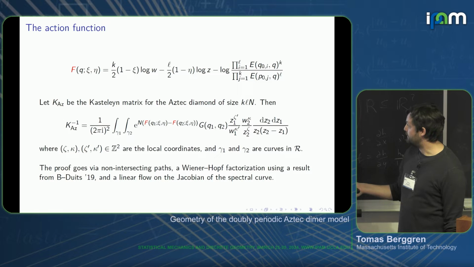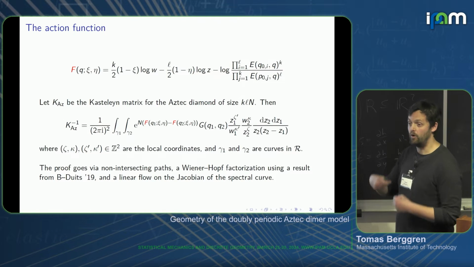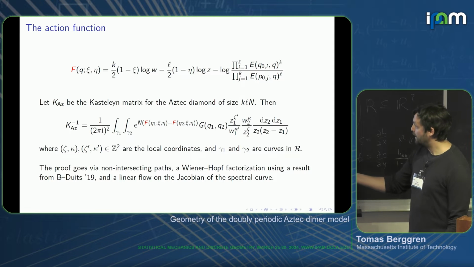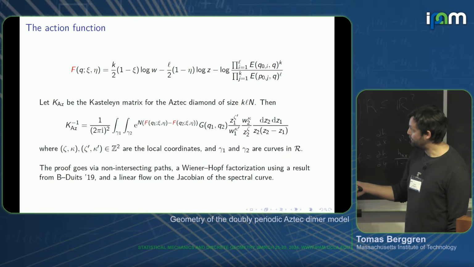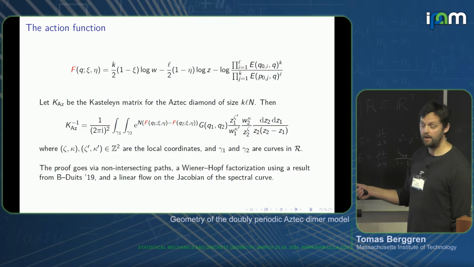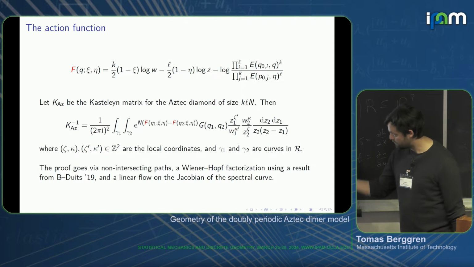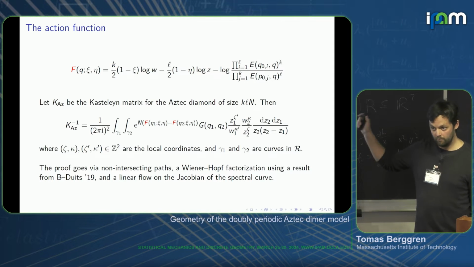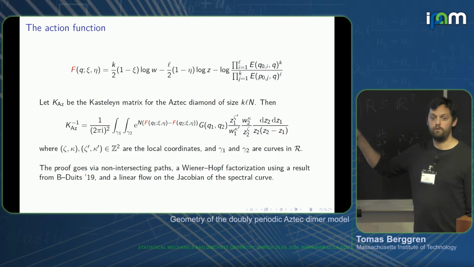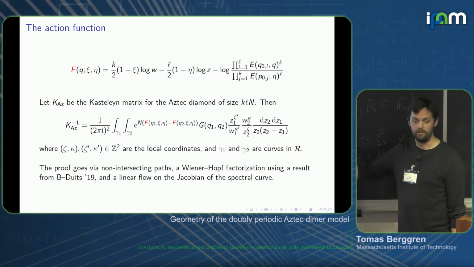And we can express it in terms of a double contour integral on the spectral curve. It has this form e to the power of n, where n is the size of the Aztec diamond, times these action functions. And then we have a lot of other things which I will not go into here. But this is a form which is very suitable for steepest descent analysis.